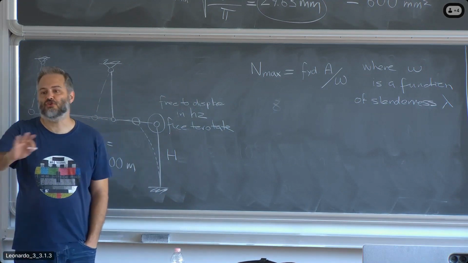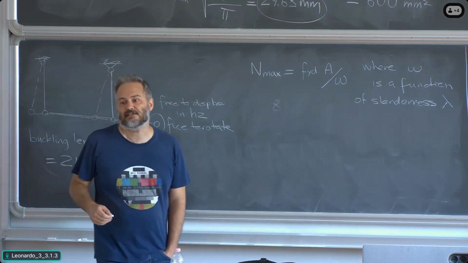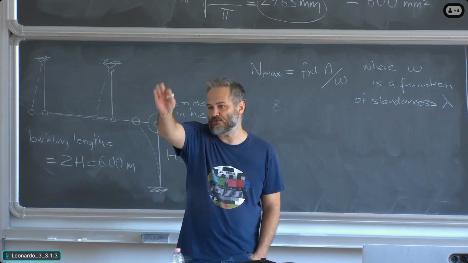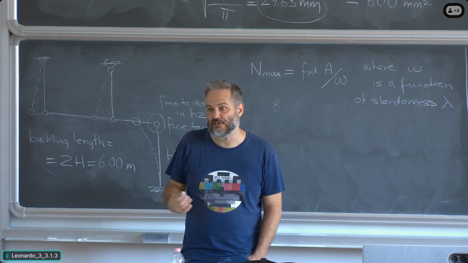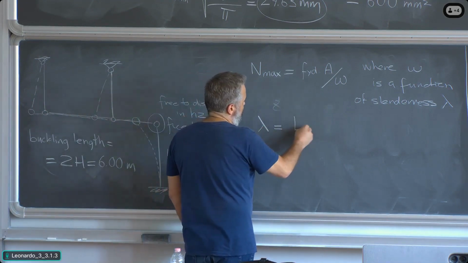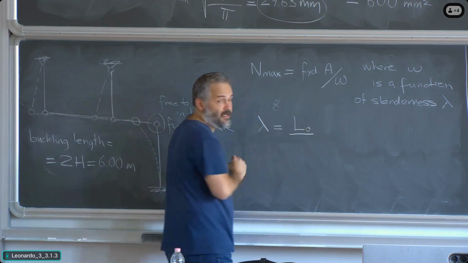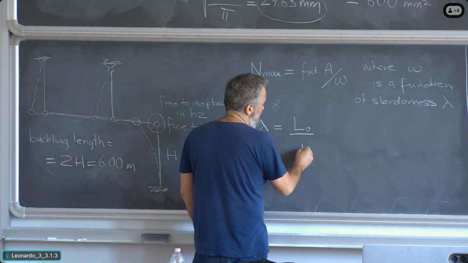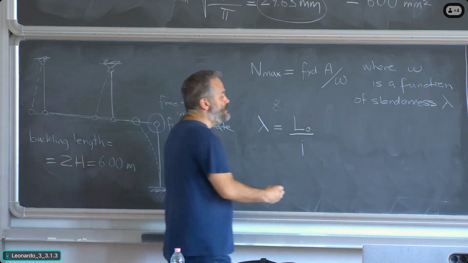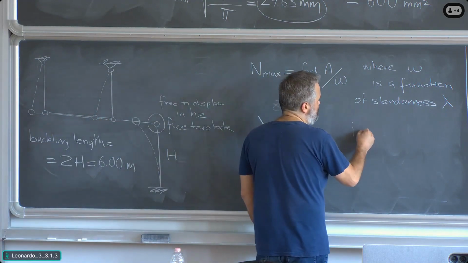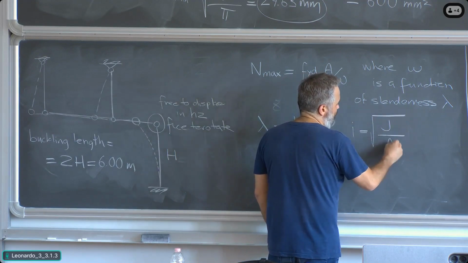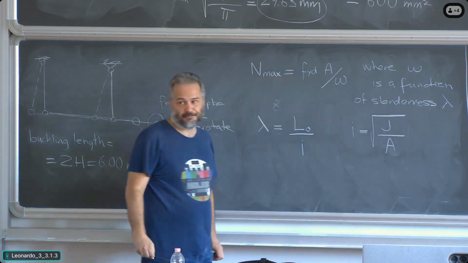So first thing to do is to calculate the slenderness, and you have to remember what the expression for the slenderness is. In case you don't remember, you ask me during the exam. Slenderness is defined as L0, buckling length, divided by radius of gyration i, small i. Now the radius of gyration is defined as the square root of second order moment of area divided by area.